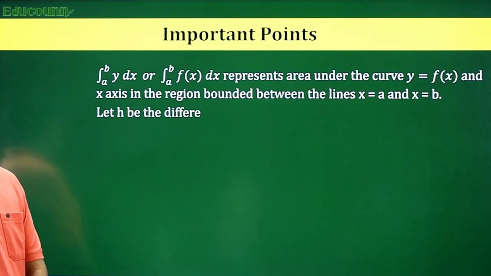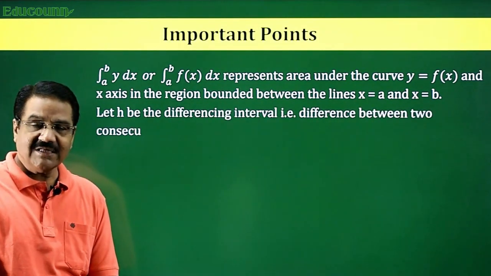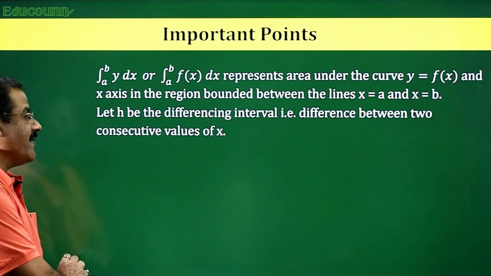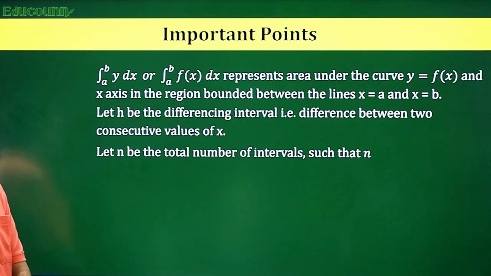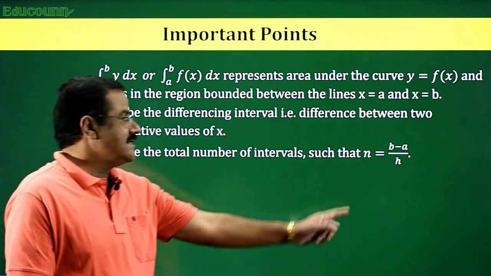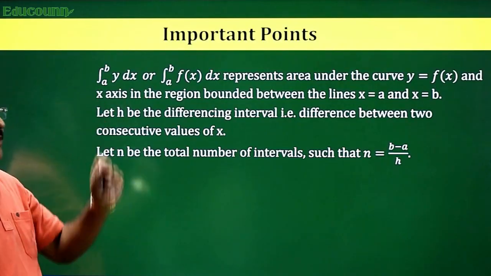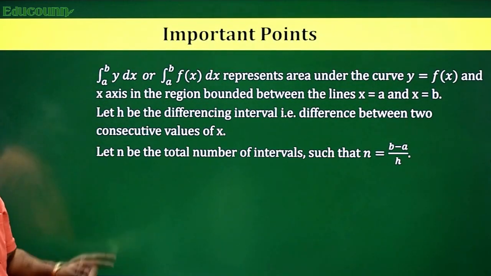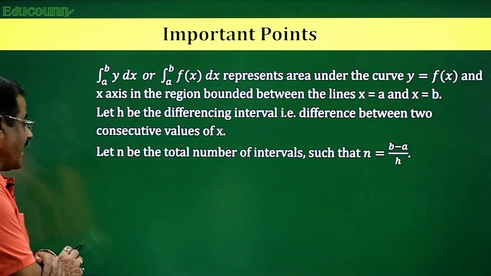So let us take h as the differencing interval. We know that h means the difference between two consecutive values of x. Now we have to define one more letter, that is n. n is nothing but the number of intervals, and remember the formula, n = (b - a)/h. b is the upper limit of the integration, a is the lower limit of the integration, and h means the difference between two consecutive values of x.